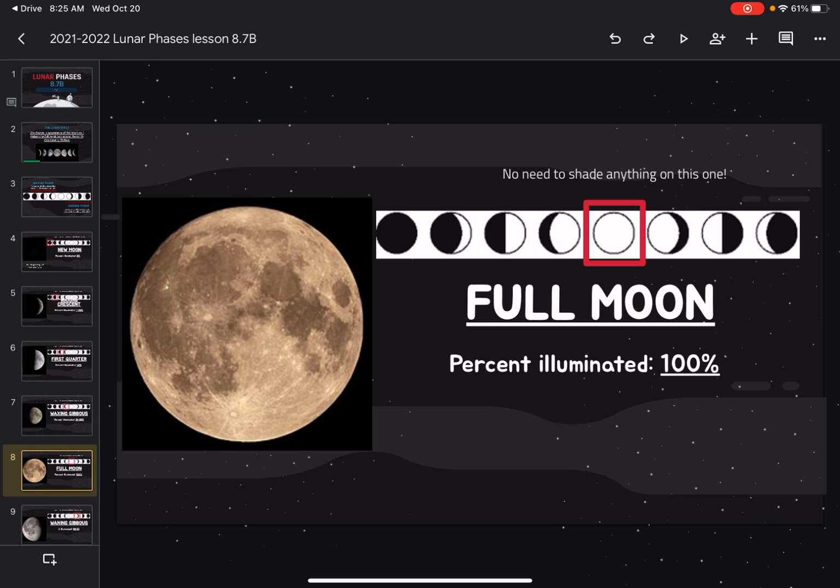Okay. After a waxing gibbous, you get a full moon. So that means 100% of the moon is illuminated, and this only happens about once a month. And it's at the very peak of light. So you cannot get any more illuminated than 100%.